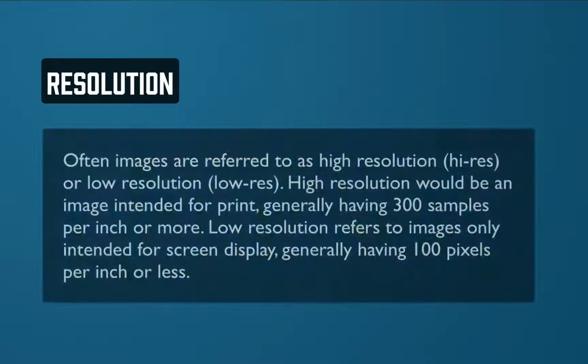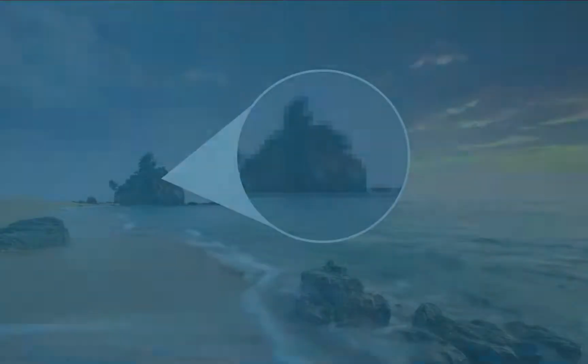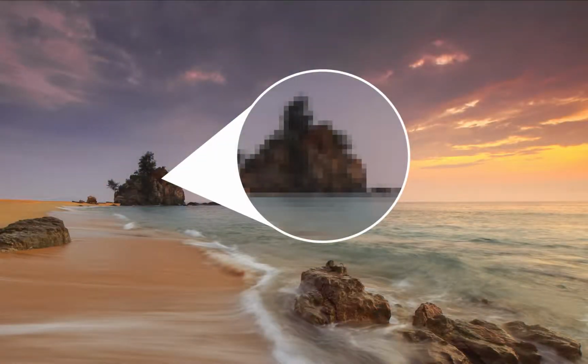Often images are referred to as high resolution, or high res, or low resolution, low res. So this poster is going to be a high resolution file. It's going to have 300 dots per inch, whereas some of the web-based projects we'll do down the road will be low res at 72 dots per inch. If you tried to print that low res image at only 72 dots per inch, it's going to look really jagged and what we call pixelated, where it doesn't look smooth and the colors don't look very good.